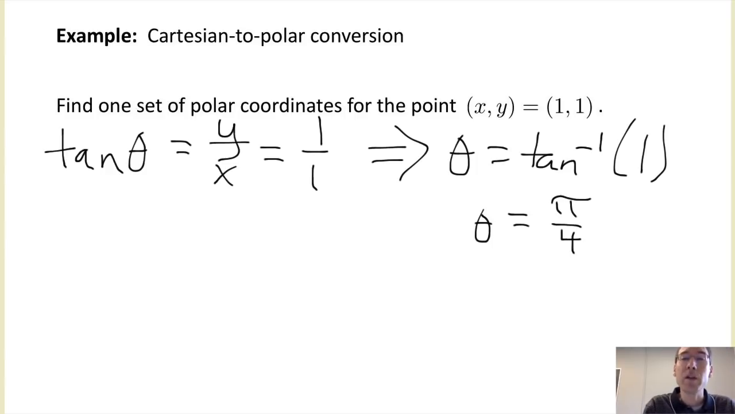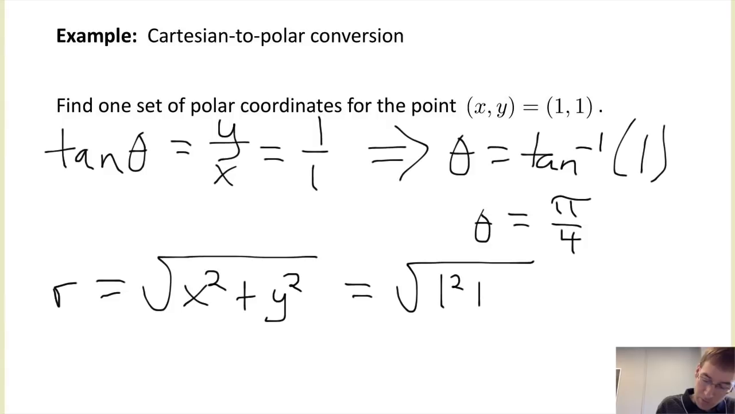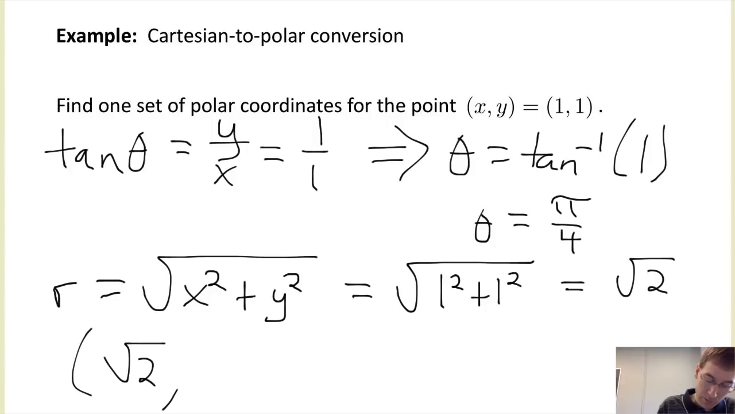Because this angle theta lies in the first quadrant, the same quadrant as our point (1, 1), we use positive r. r equals square root of x squared plus y squared. So square root of 1 squared plus 1 squared equals root 2. And therefore, one set of polar coordinates for this point is (root 2, pi over 4).